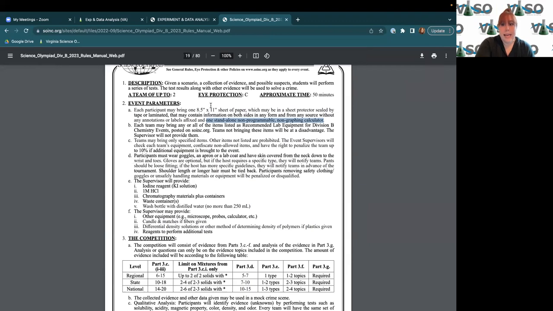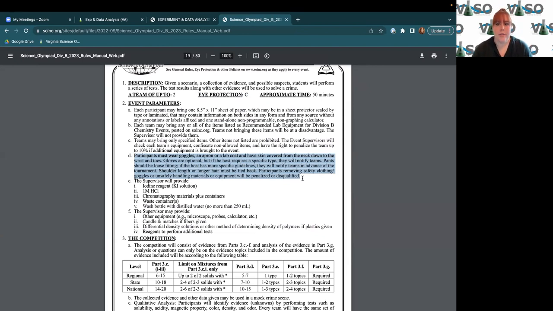Even though it said eye protection up here, other events, namely our chemistry events, also have additional safety regulations that are listed under event parameters, right? So in this paragraph, participants must wear goggles, an apron or a lab coat, and have skin covered from the neck down to the wrist and toes. Pants should be loose fitting. So that means like no leggings. Shoulder length or longer hair has to be tied back.